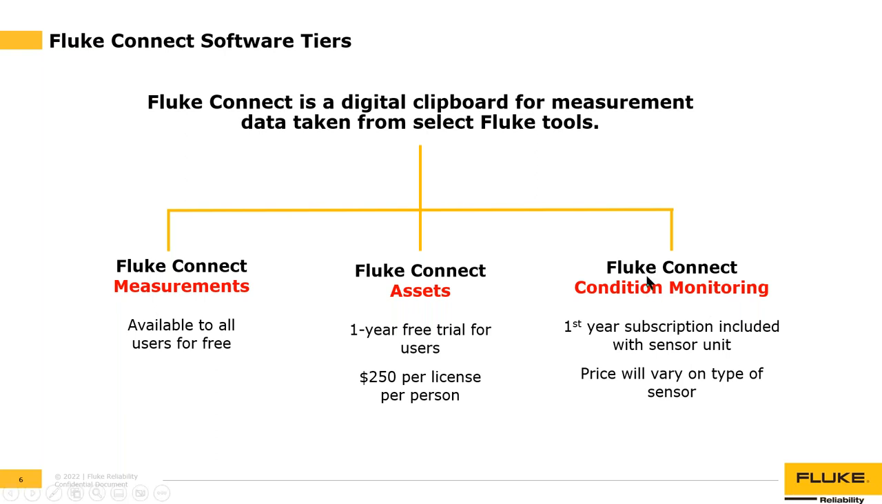Finally, we also have the Fluke Connect Condition Monitoring tier. This is our third tier, or the top tier. The first year of the software subscription is included with the purchase of the sensor or hardware. This tier includes all of the features available in the measurements tier, all of the features available in the assets tier, plus remote monitoring capability and alarm notification.